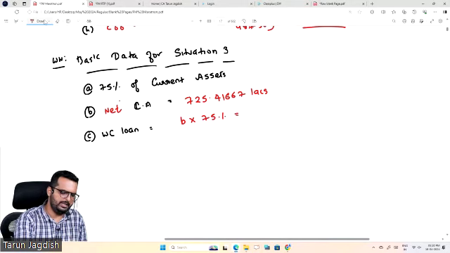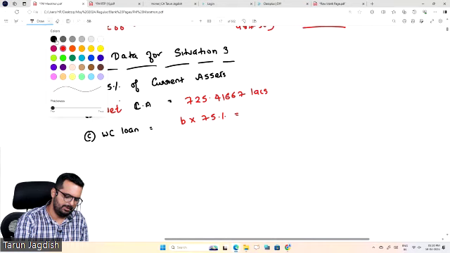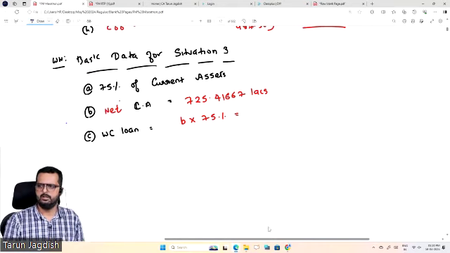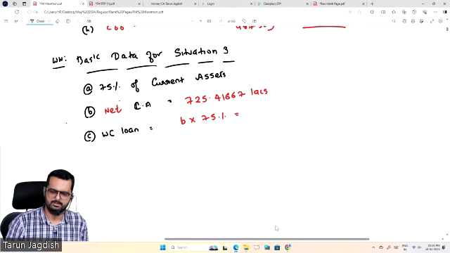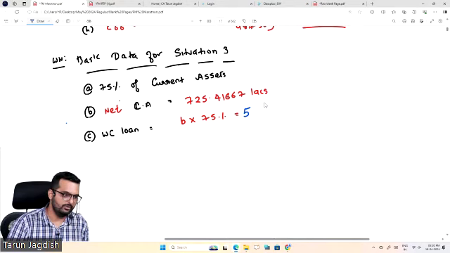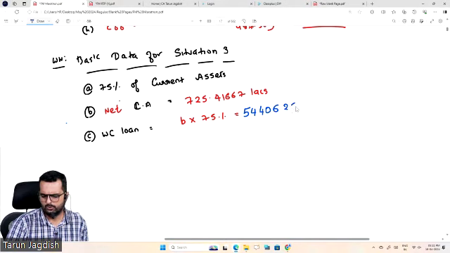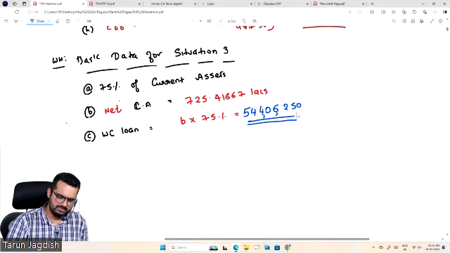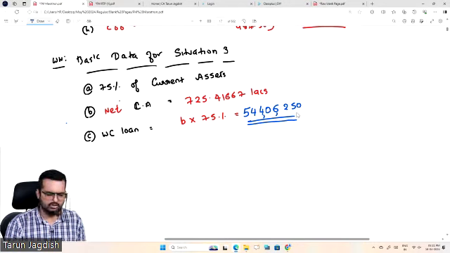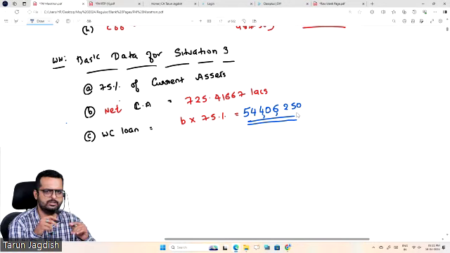75%. How much is B into 75%? Everyone tell me. 544.06250 lakhs. This is the working capital loan amount. Can you please write down this in your books?